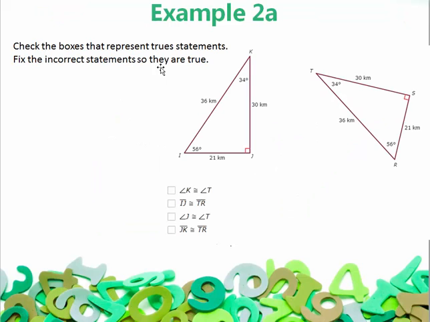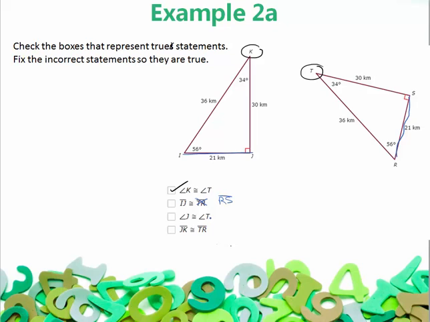We're going to check the box that represents the true statements. Fix the incorrect statements so they are true. The first statement says angle K is congruent to angle T. So we're looking here and here. Is that true? They're both 34 degrees, so that is true. The next one says IJ is congruent to TR. Are they congruent? You're correct. They are not congruent. IJ is in fact congruent to this one. Now look carefully. It went from I to the right angle J. So we want to label R to the right angle S. So we're going to go RS instead of TR.